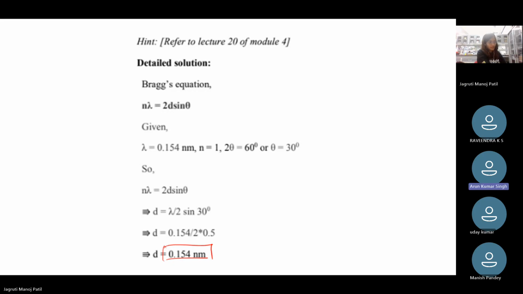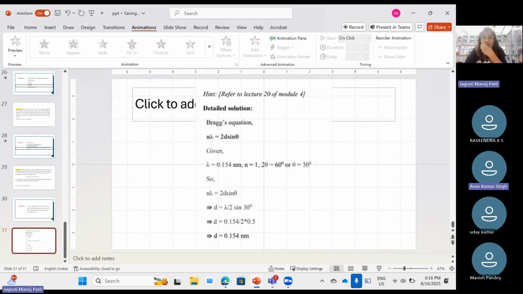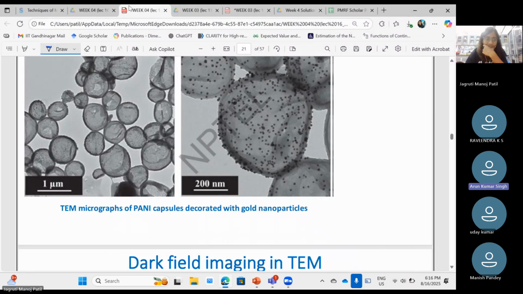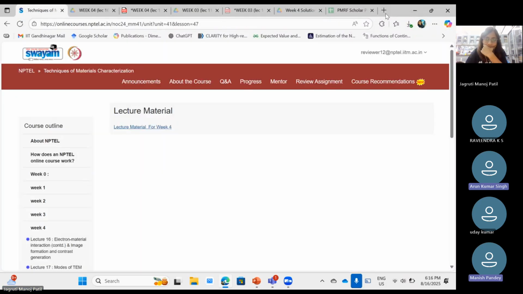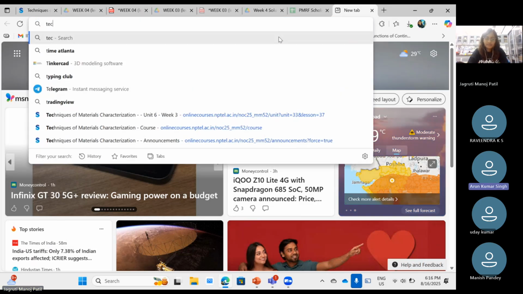This week 4 assignment, the last question is similar to the numerical you have discussed, but I think they're missing that the 2 theta they have written is 300. Is it 300 or 30 degrees? Can I check? I don't know, we'll just see. It cannot be 300. 2 theta shouldn't be that high. So there is some problem in the question. It looks like 2 theta is 300.